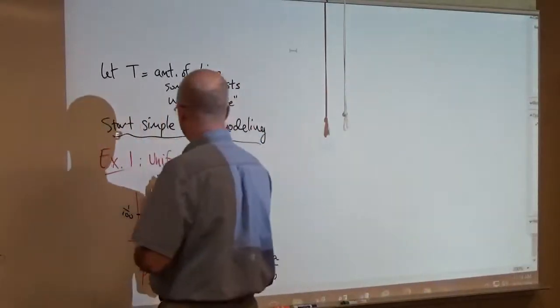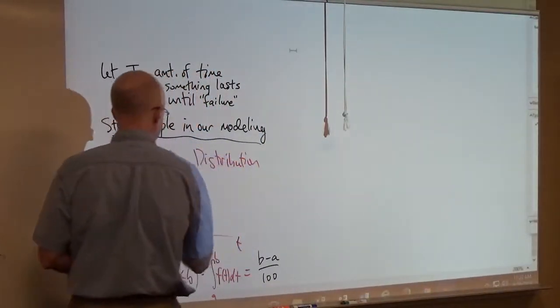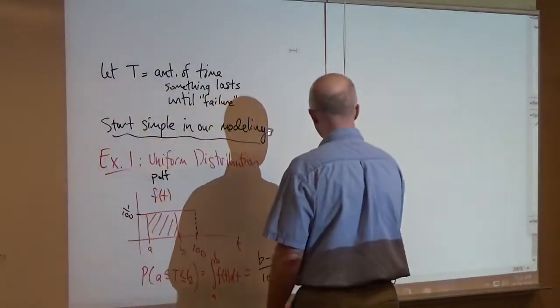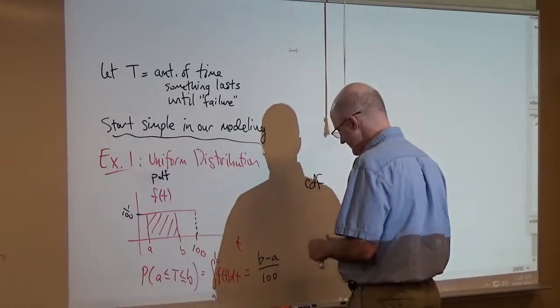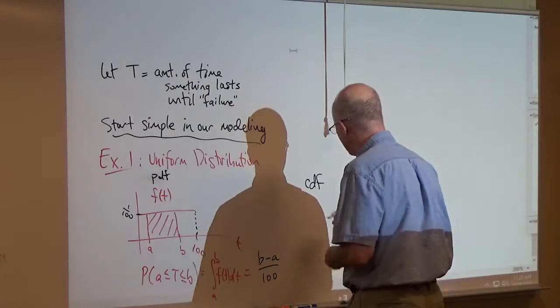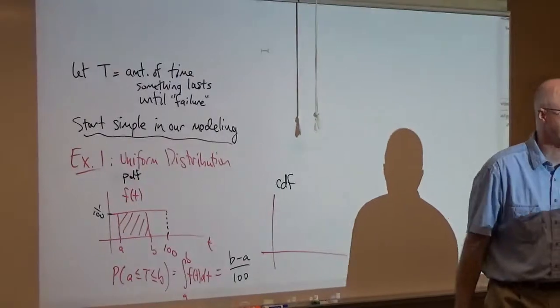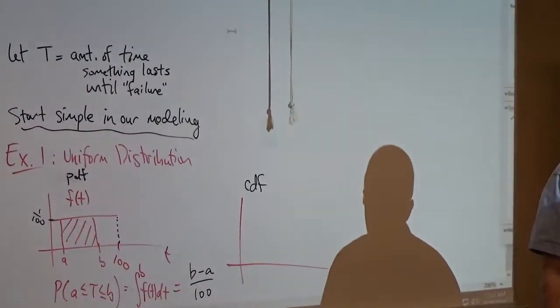Actually, these newer light bulbs do have the benefit of lasting longer than old light bulbs used to. Have you noticed that? They don't seem to burn out quite as fast. So this is the PDF, and you find probabilities by integrating. What about the CDF? What does its graph look like? The CDF is going to be an antiderivative of the PDF. We said that last time.